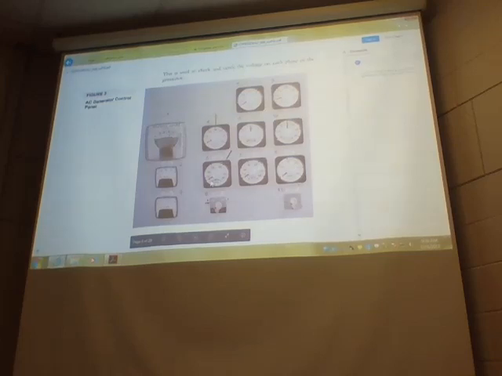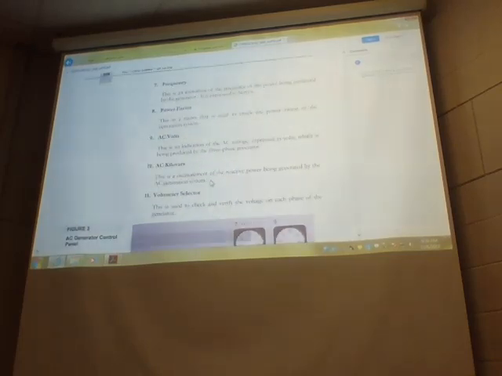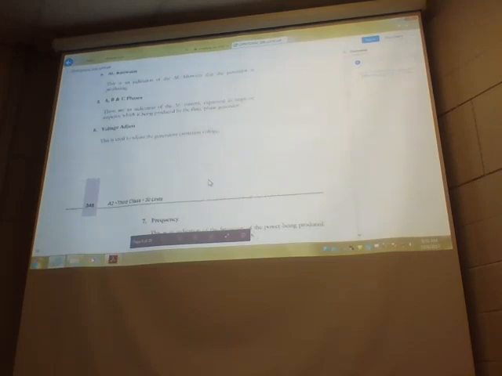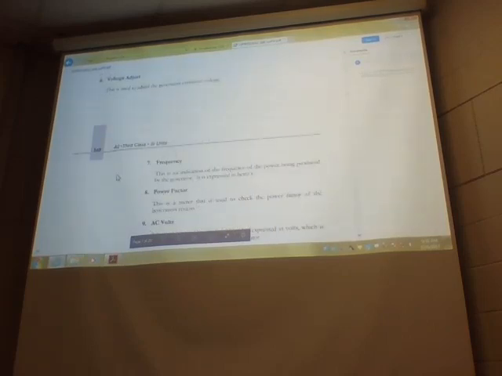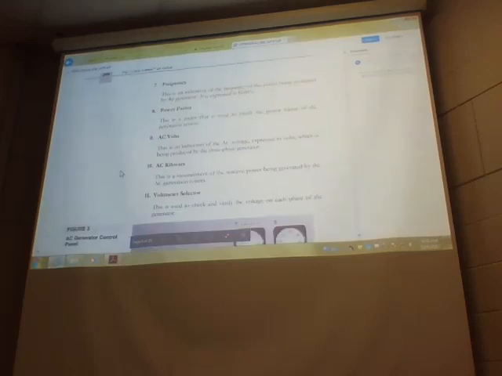6, voltage adjust, which is used to adjust the generator's excitation voltage, which in turn will adjust the output voltage. When you did the AC alternator lab, you saw where adjusting the DC excitation affected the output voltage of the alternator. Frequency is an indication of the frequency of the power being produced by the generator. It's expressed in hertz, and you want to make sure that stays at 60 hertz.